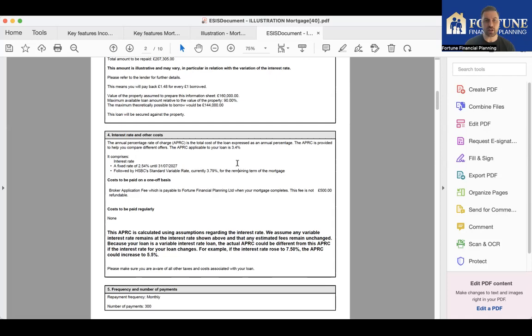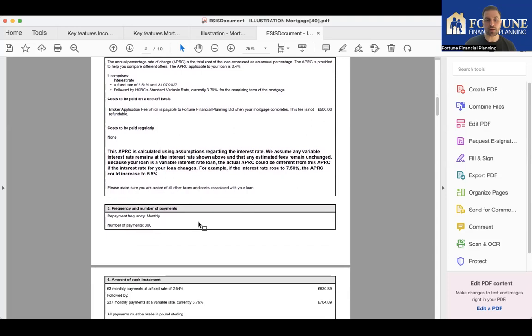Now, the annual percentage rate of charge is the total cost of the loan expressed as an annual percentage. So the APRC is provided to help you compare different offers. What I can say to you, and I'll put a comparison report together for you to express and show you this today, is that this is the best product for you by means of the most cost effective over a 5-year period and the total amount you will be paying in that time. So there are no costs involved by means of the lender. It's got a free valuation, and legal costs, of course, we'll discuss separately, but our broker application fee is paid when the mortgage completes, and that's £500 and that's non-refundable.